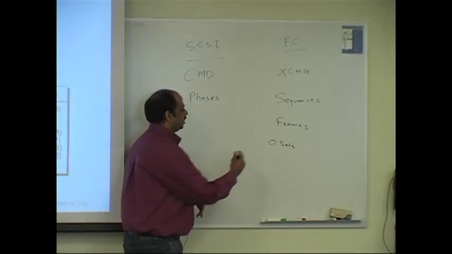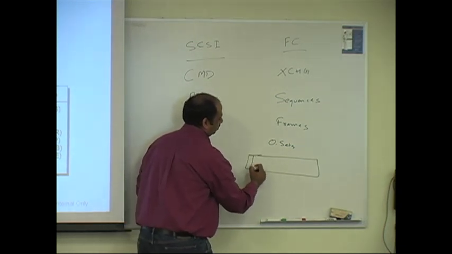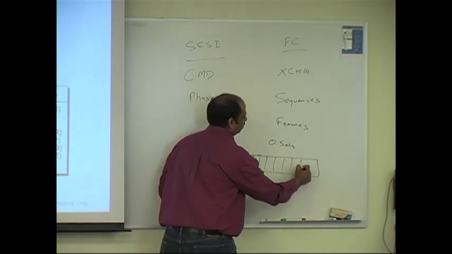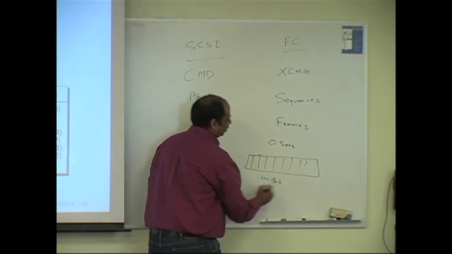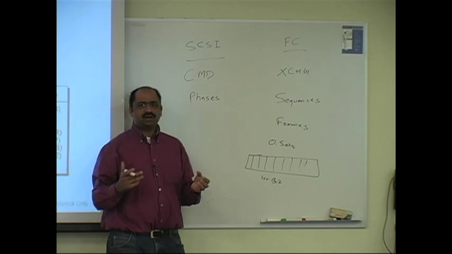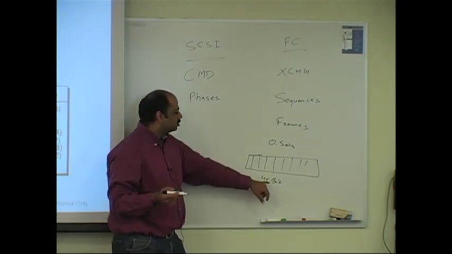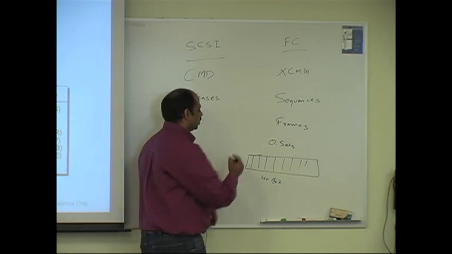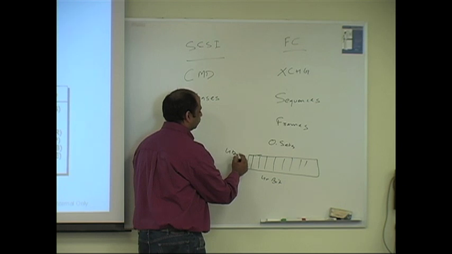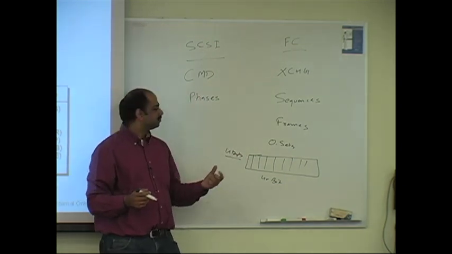An ordered set is a 40-bit transmission word. On the fiber channel wire, 10 bits is 1 byte, so they do 8-bit, 10-bit encoding. So a 40-bit transmission word is actually 4 bytes. So everything is transmitted in 4-byte chunks.